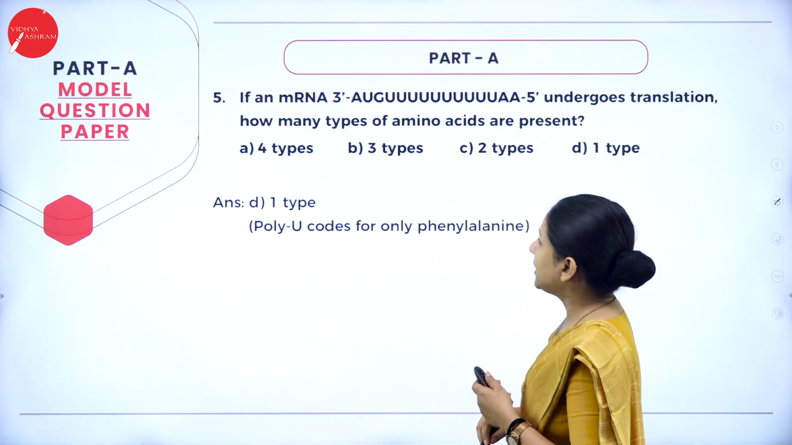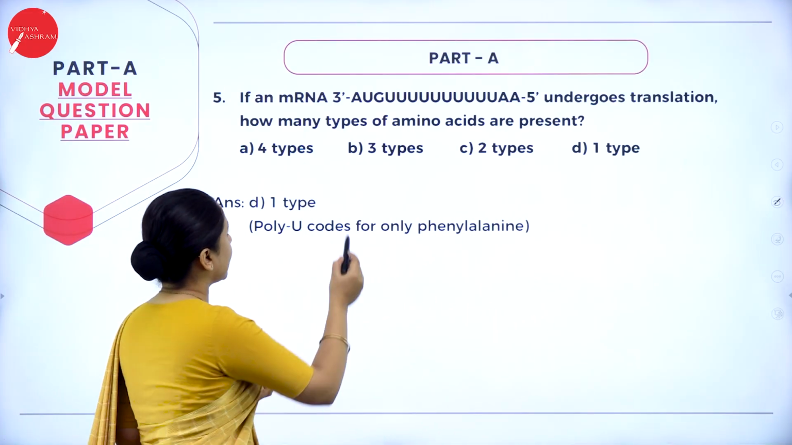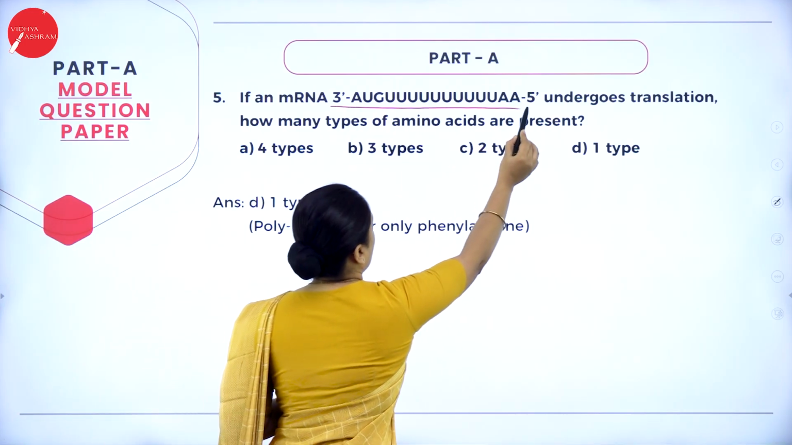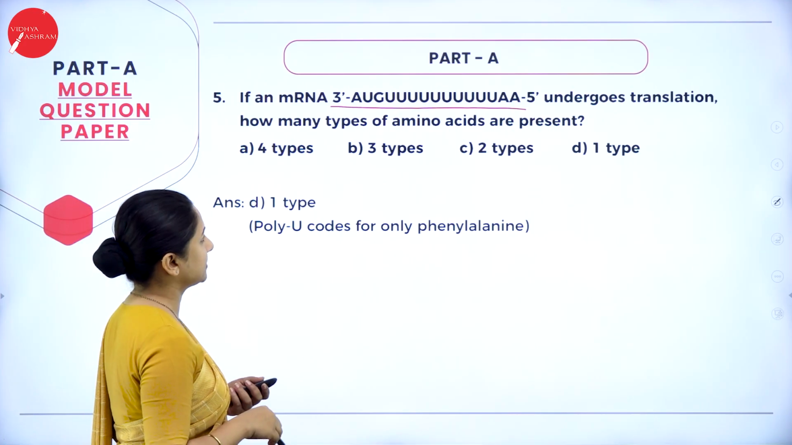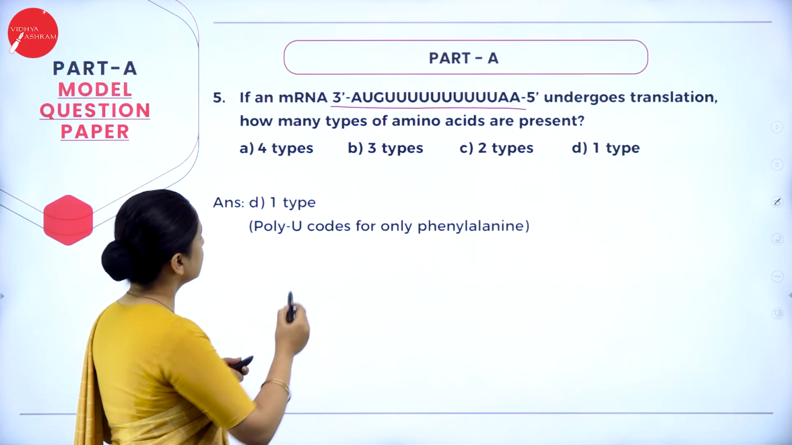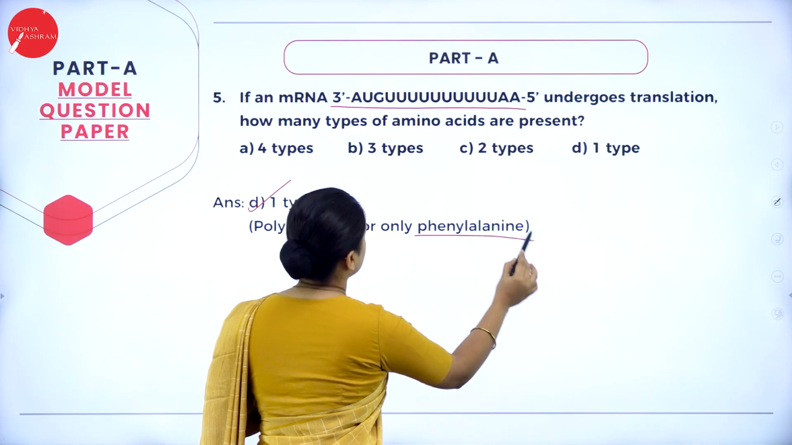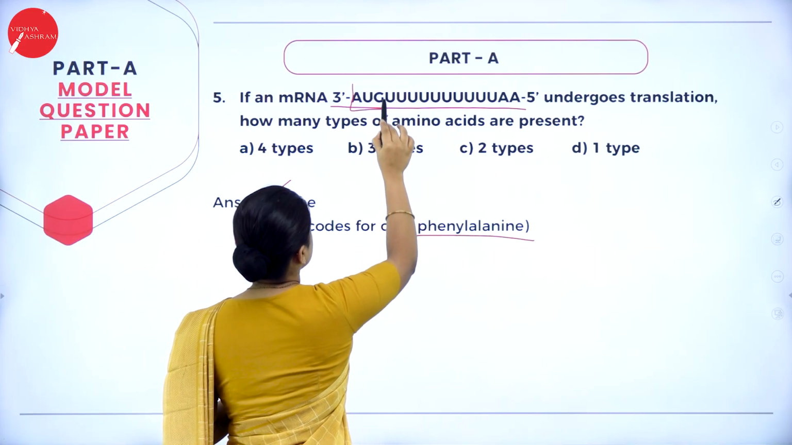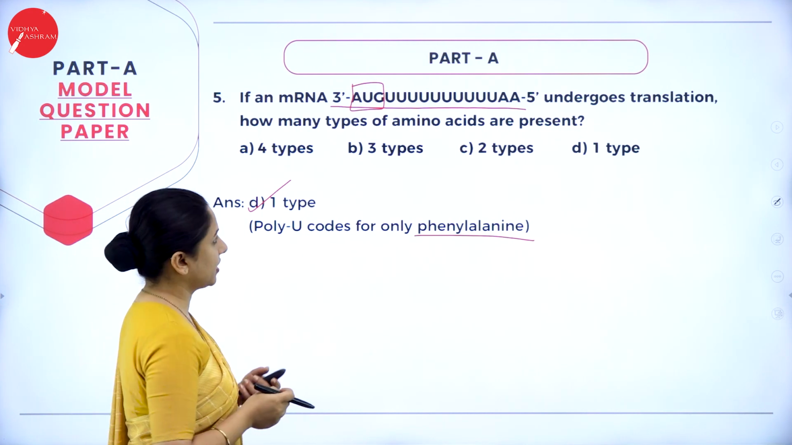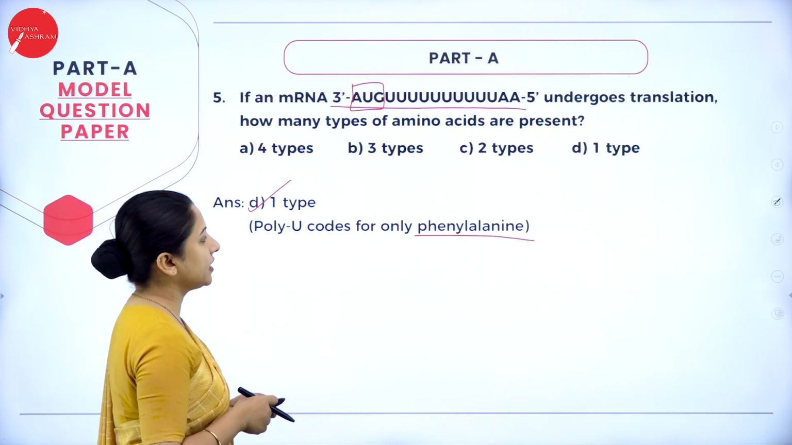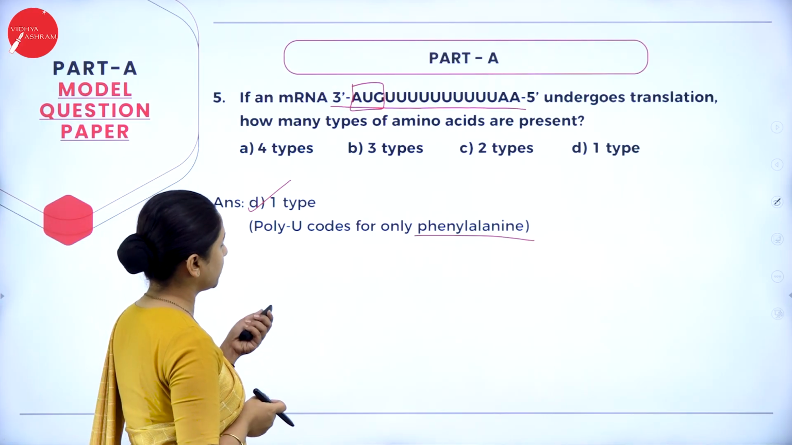Moving further, if an mRNA having the strand which reads like this undergoes translation, how many types of amino acids are present? So here the answer is one type because poly-U codes only for phenylalanine, whereas AUG, it is the start codon that codes for the amino acid methionine. So therefore here poly-U codes only for phenylalanine. So therefore only one type of amino acid is produced here.